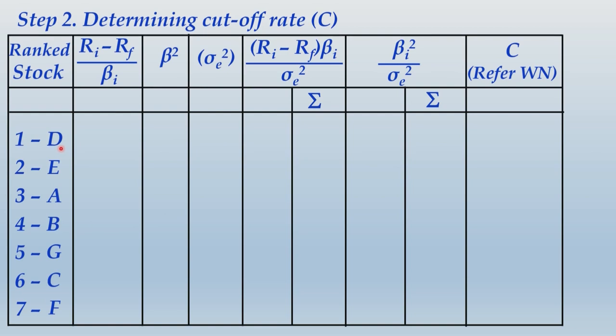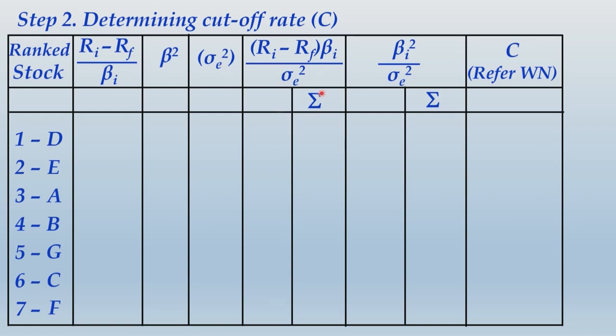So look into what is the beta of stock D carefully and take the squared value of that. Then take the beta of stock E and take the squared value of that, and so on. So this column will be filled up with the squared values of betas. Then this column will be sigma e squared. You have to simply copy the values. If you can fill up these three columns correctly, you will have no trouble in making this calculation, because what you simply have to do is R minus RF by beta, this column, into beta squared, divided by sigma e squared, and you get this.